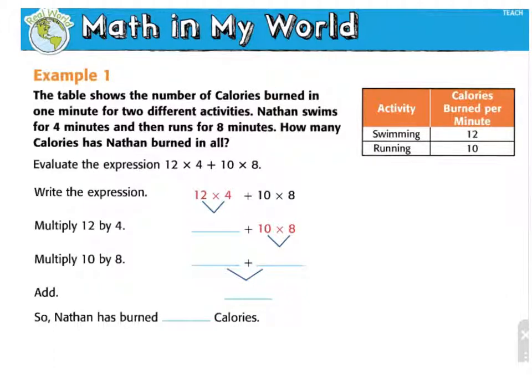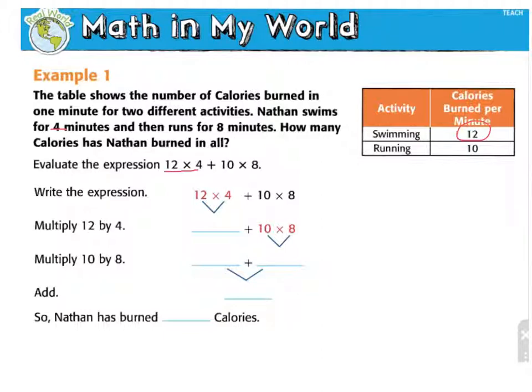Let's try an example. Here we have a table that shows the number of calories burned in 1 minute for two different activities. Nathan swims for 4 minutes and then runs for 8 minutes. How many calories has Nathan burned in all? I check out the table and I see that swimming burns 12 calories a minute. Since he swam for 4 minutes, I know that I'll need to find my answer by multiplying 12 times 4.